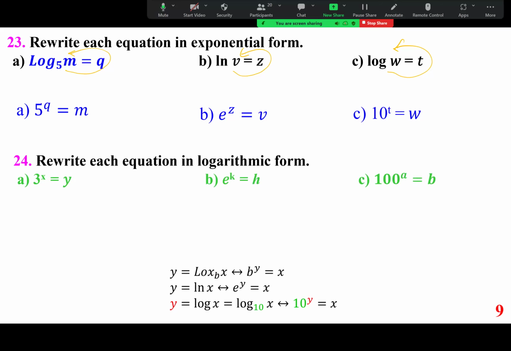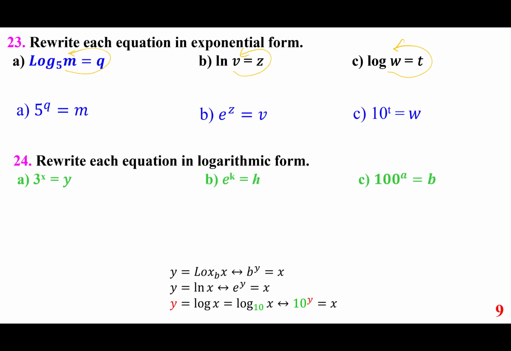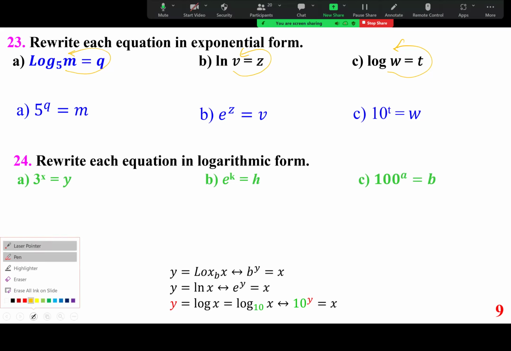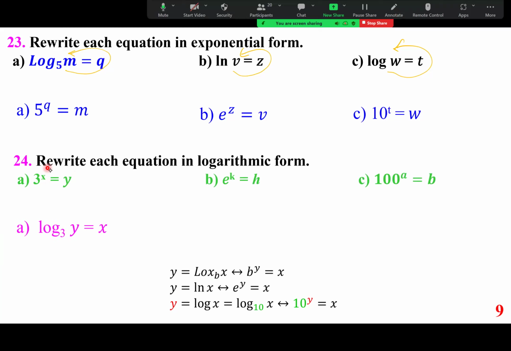Going back, you can follow the methodology of going from log to exponentials and vice versa. For this one, we're going to say log y base 3 is x. For this one, log h base e, that means ln h is k. For this one, log b base 100 is a, and we're done. So we should be able to go back and forth easily.